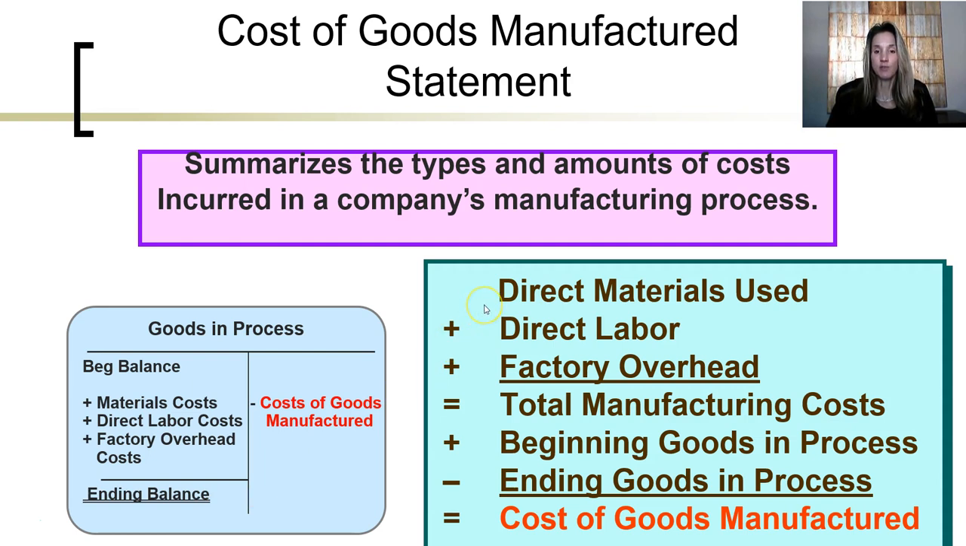Seeing it in equation form here, direct materials plus direct labor plus factory overhead equals the total manufacturing cost incurred during the period. Those manufacturing costs are added to the beginning balance in goods in process. If we subtract out the ending balance, the difference will be the cost of goods manufactured.